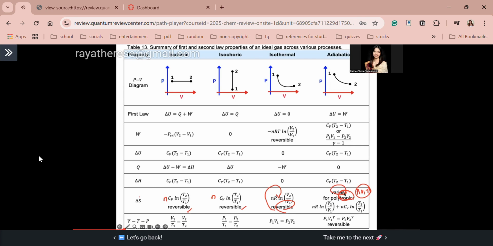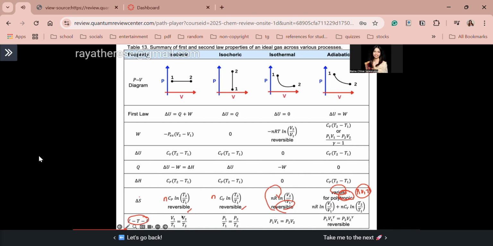Okay? So for polytropic processes, okay, kasi guys, minsan yung mga problems, okay, they would say that the process is adiabatic and polytropic. So in that case, the equation is delta S is equal to nR ln V2 over V1 plus nCv ln T2 over T1. Then guys, these are the VTP equations relevant for each process, okay?